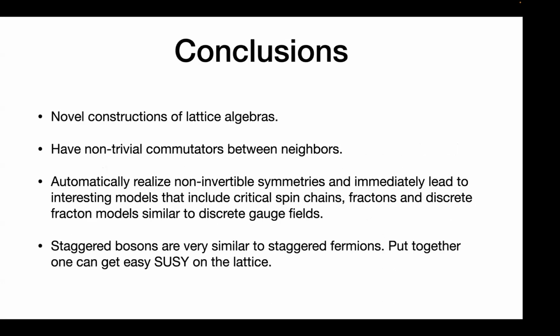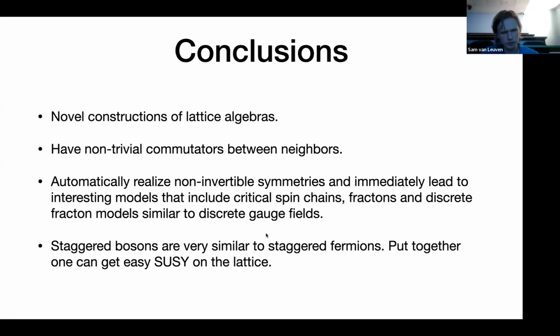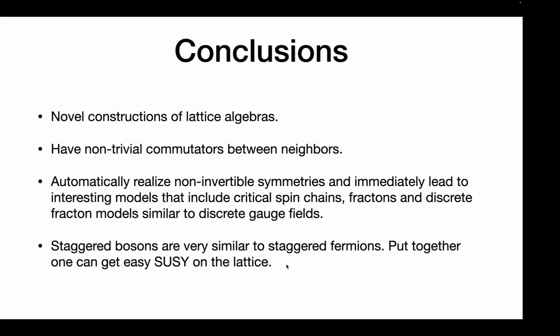I'm going to skip that. I'm just going to tell you the conclusions. We got some novel constructions of lattice algebras that have non-trivial commutators between neighbors. They automatically realize non-invertible symmetries and immediately lead to interesting models that include critical spin chains, not fractals, but systems with non-invertible symmetry, and models that are similar to discrete gauge fields. I skipped that, but I'm just telling you the answer.